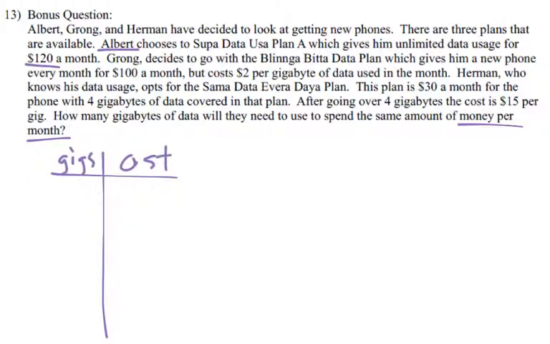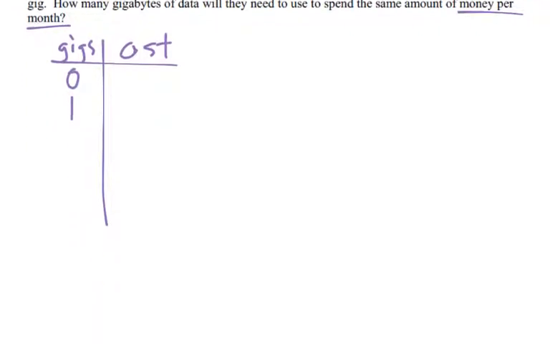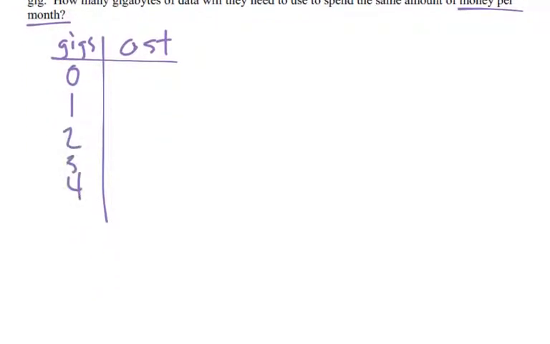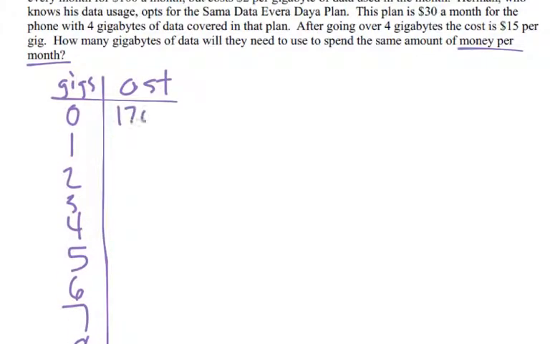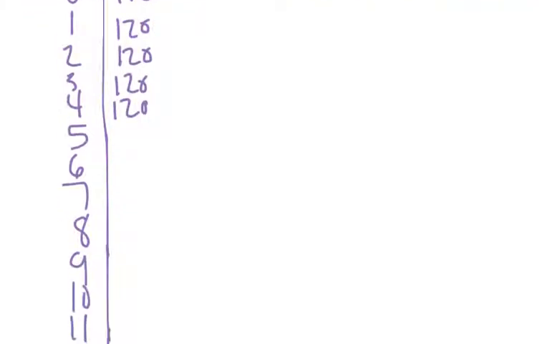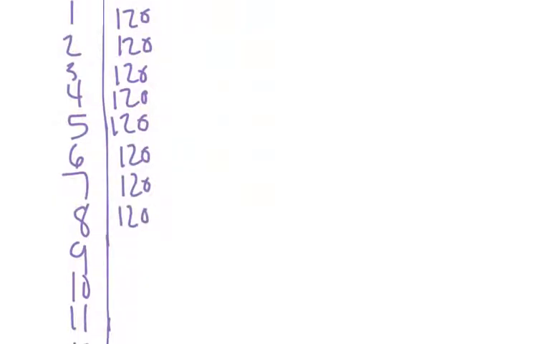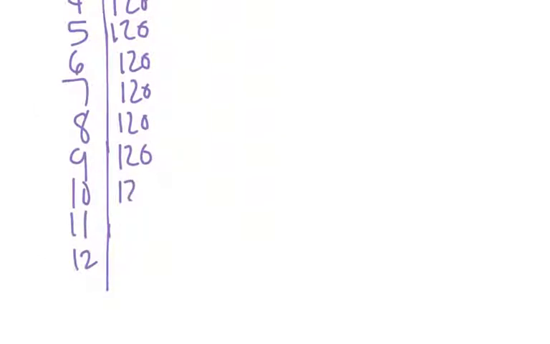And this is Albert. Well, Albert, let's go to 10. Actually, 12. Albert, doesn't matter how many gigs, he's using 120 all the time, right? So if you were to make an equation for him, what would it look like? Well, this would give us a horizontal line at 120, right? So his equation would be y equals 120.